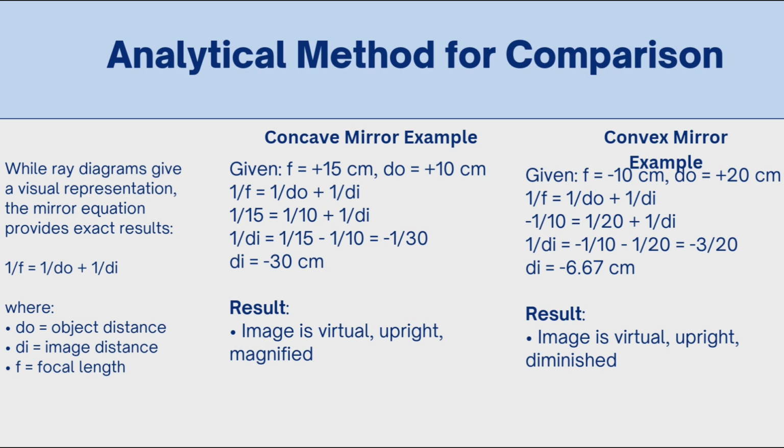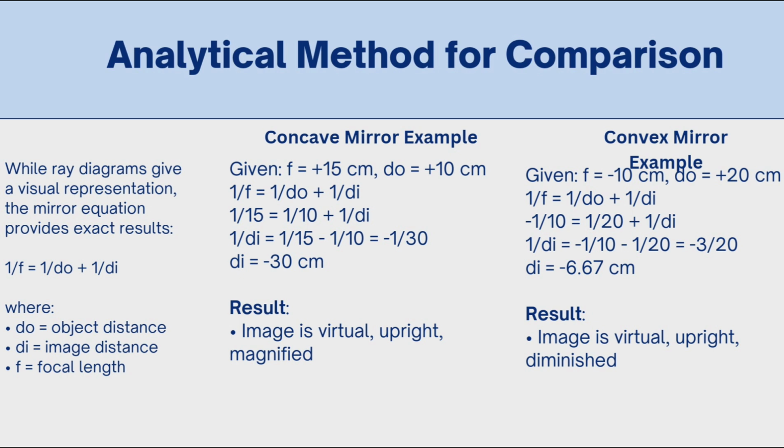Now, while ray diagrams give us a visual idea of where an image will be, we can get exact results using the analytical method. This method relies on one key formula only, which is the mirror equation. It is 1 over f equals 1 over do plus 1 over di, where f is the focal length, do is object distance, and di is the image distance. So let's apply this to two examples.